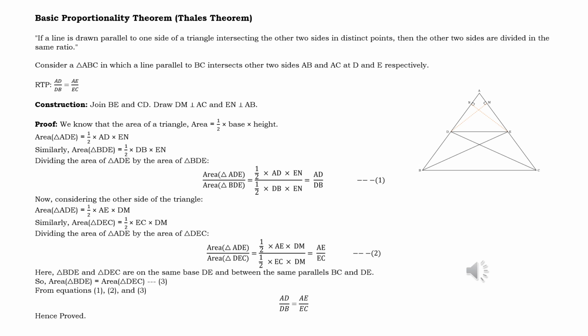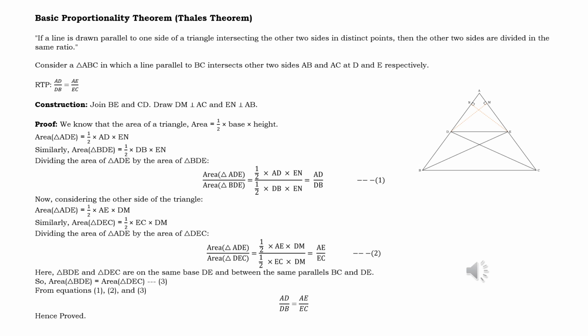The basic proportionality theorem, also known as Thales' theorem, is a fundamental concept in geometry that describes the relationship when a line is drawn parallel to one side of a triangle. The theorem states that if a line is drawn inside a triangle parallel to one of its sides and it intersects the other two sides at distinct points, the line divides those two sides into segments that are in the same proportion.